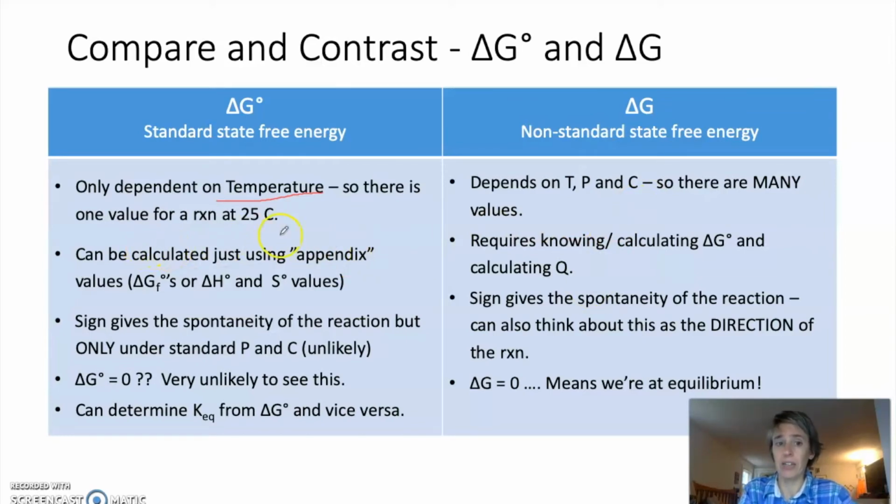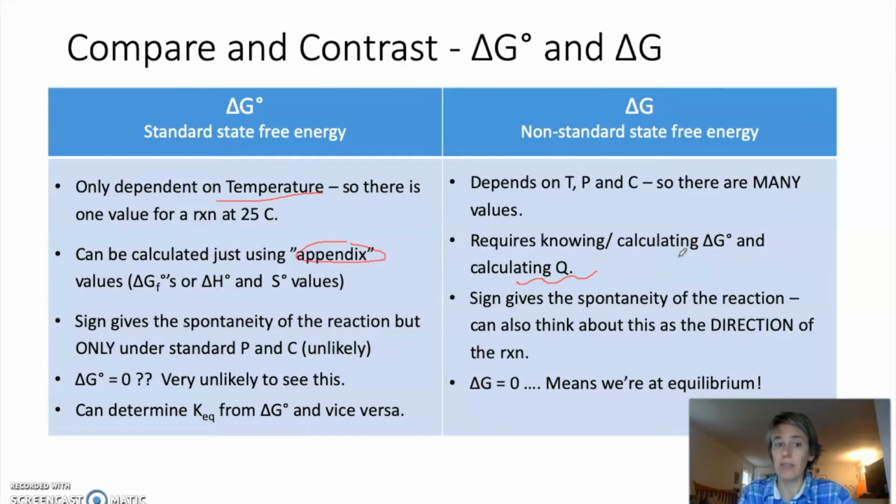So let's think about how these are calculated. For standard state free energy, all I need are those appendix values, like the free energies of formation or enthalpy or entropy data for reactants and products. To calculate non-standard state free energy, that means knowing that standard state free energy and calculating Q, so knowing concentrations of reactants and products. What do they tell us?